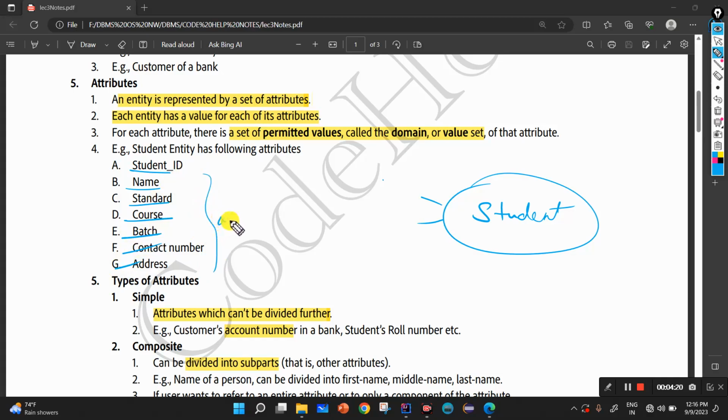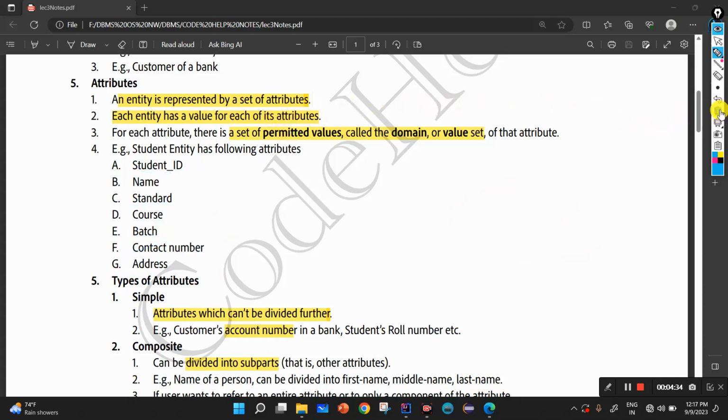These all are attributes. An entity is represented by a set of attributes. Each entity has a value for each of its attributes. Got it? This is the thing about attributes and entities.